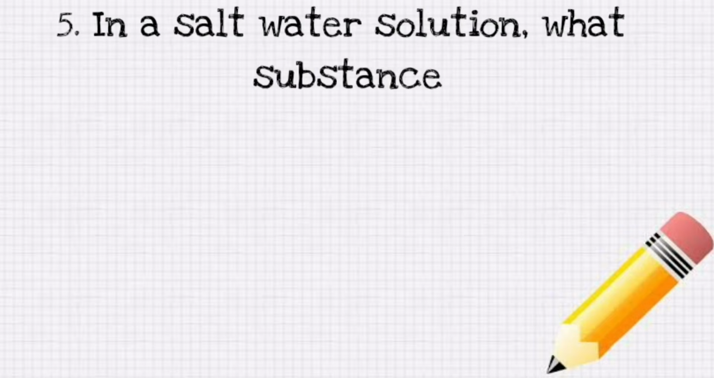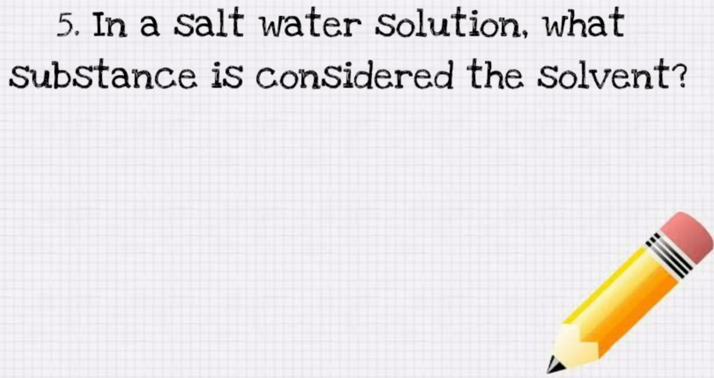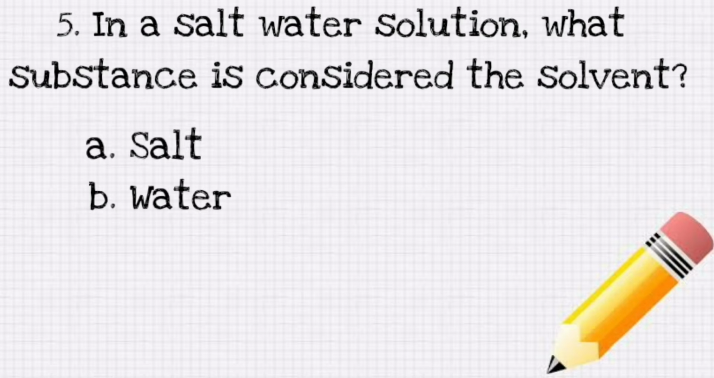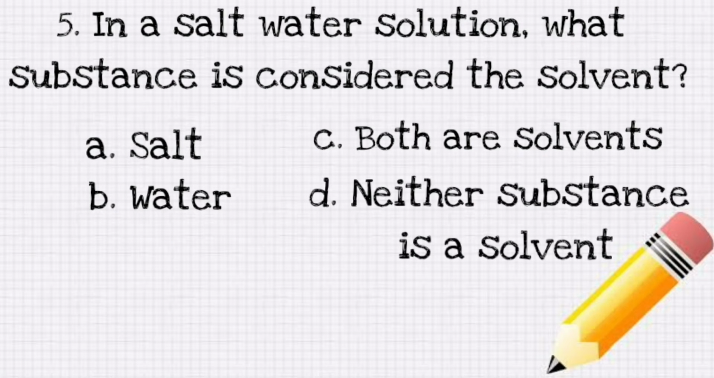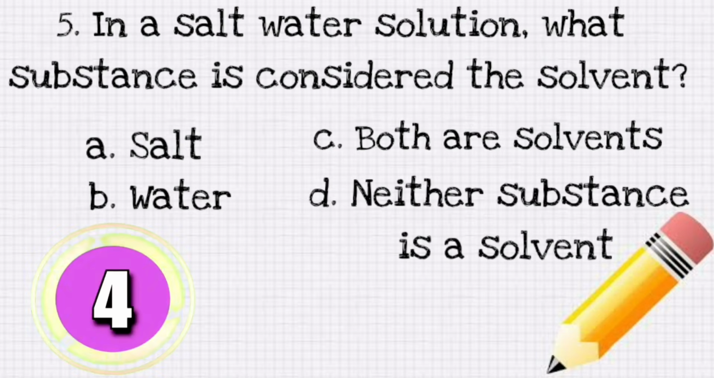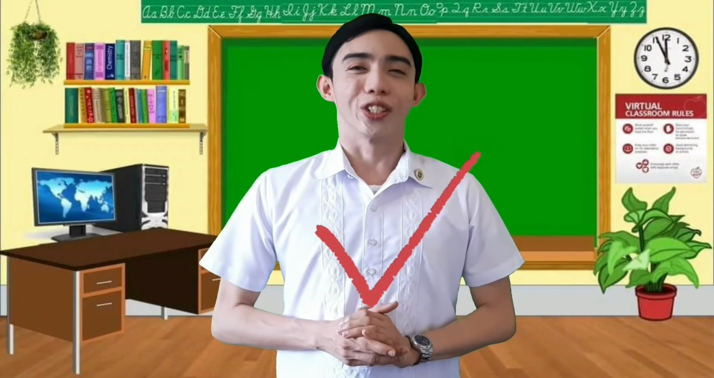Last number 5. In a salt water solution, what substance is considered the solvent? A. Salt. B. Water. C. Both are solvents. And letter D. Neither substance is a solvent. Okay, let us check your answers.